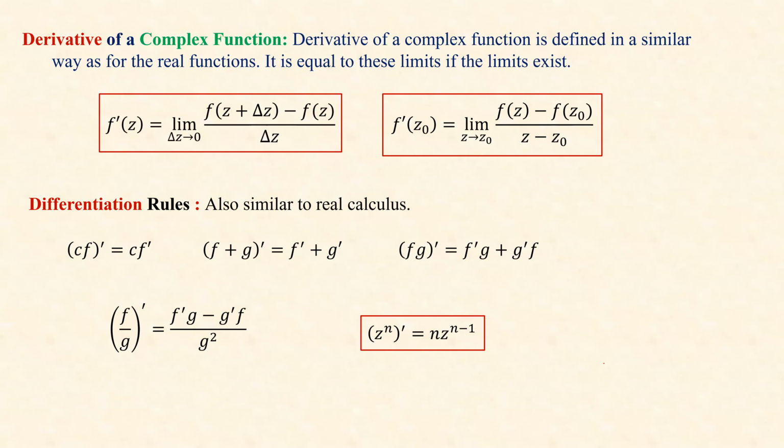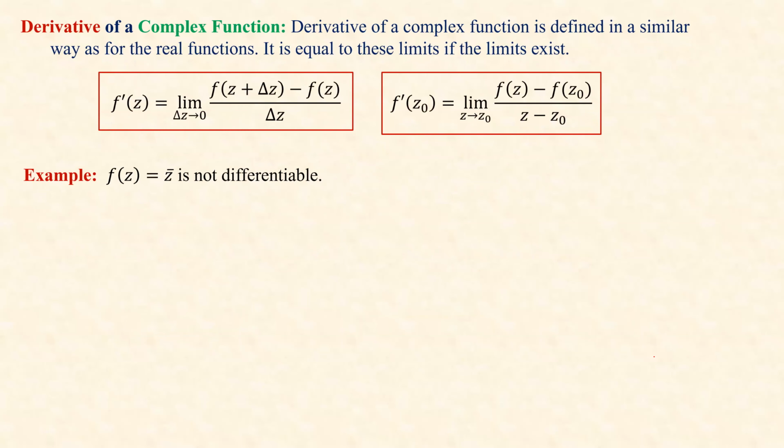But then the derivative of z to the n power becomes n times z to the power n minus 1, exactly the same as what we had in real analysis, when n is an integer. So there are some examples.